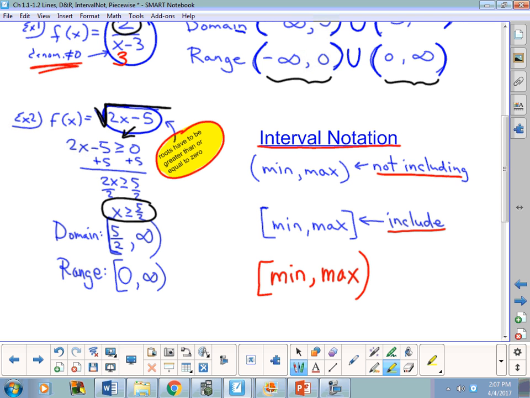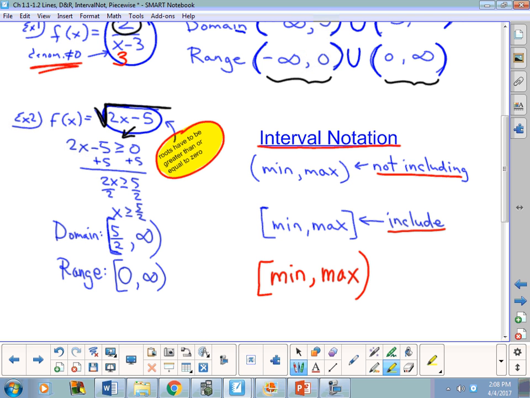So our domain is going to look a little different. It's going to start at 5 halves with a square bracket here. We'll explain it in a second. Go all the way up to infinity. And our range will just be positive numbers because square roots have to be positive. The answer to a square root has to be positive.